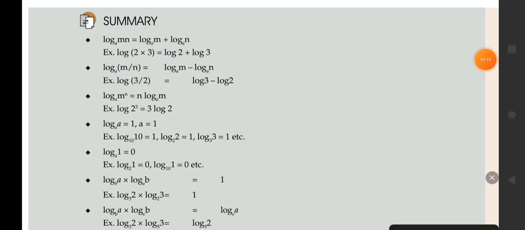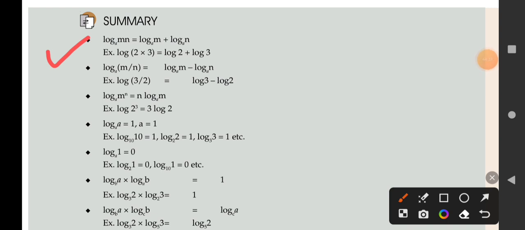Okay, so the summary is we have seen 3 laws of logarithms. Log mn means log m plus log n. Log m divided by n is log m minus log n. And log m power n is n into log m. So log a to the base a becomes 1 and log 1 to any base becomes 0.